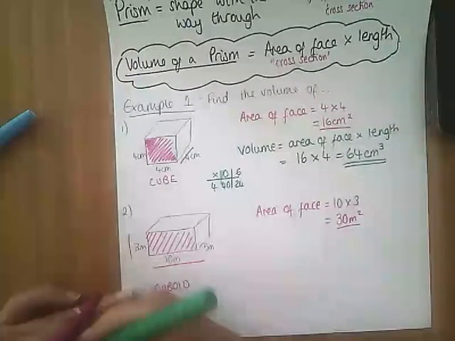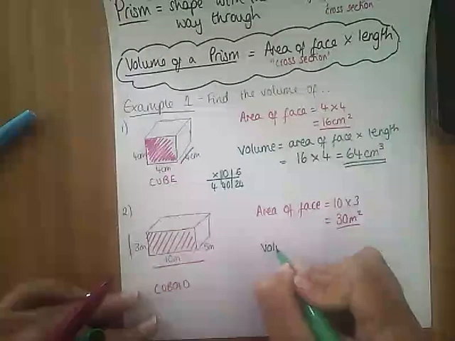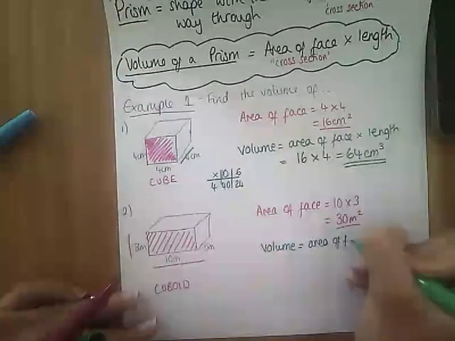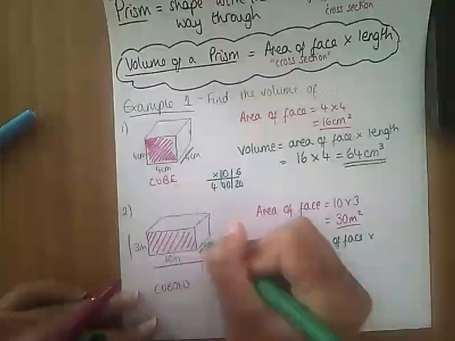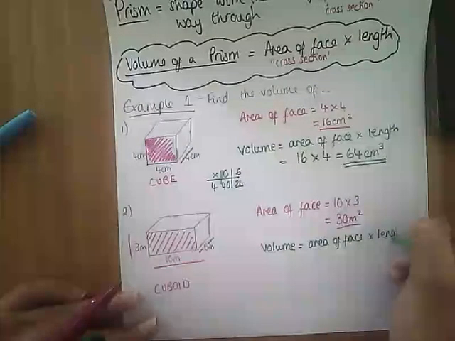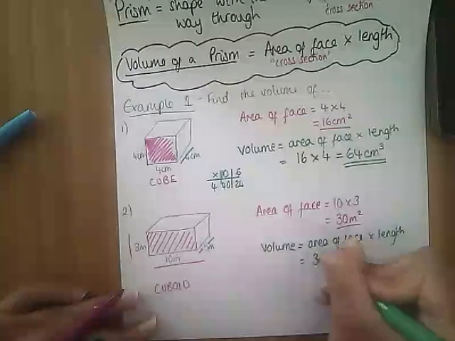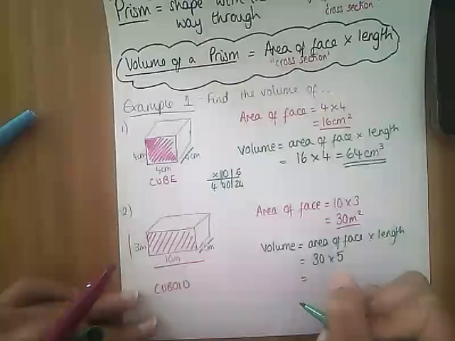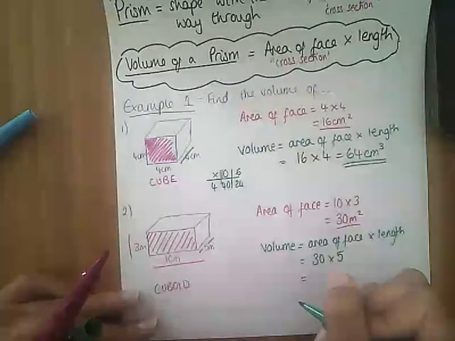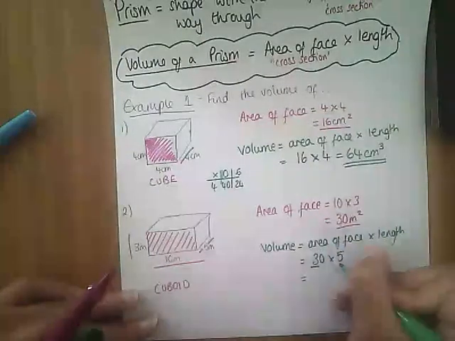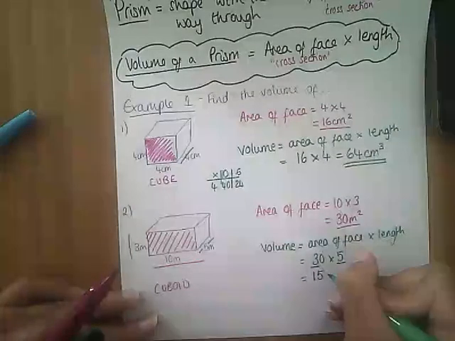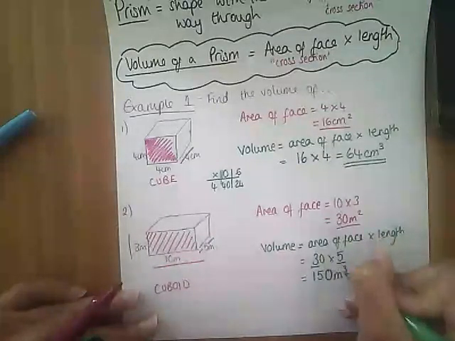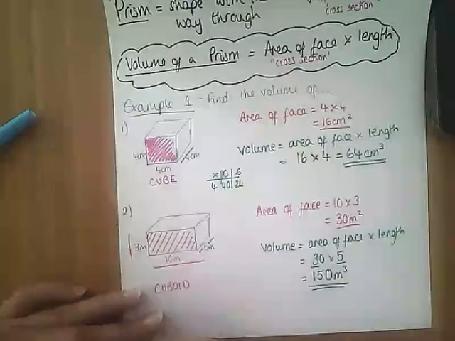Okay, we've then been asked to work out the volume. So the volume is going to be the area of the face, which we've just worked out, times by how far back it goes, which is the length, which is 5. So we've got the area of the face is 30, times by how far back it goes, 30 times 5. Sorry about the siren. Right, 30 times 5, 3 times 5 is 15, and we add a 0 on the end. So it's 150, and it's volume, so it's metres cubed. That is the volume of the cuboid.